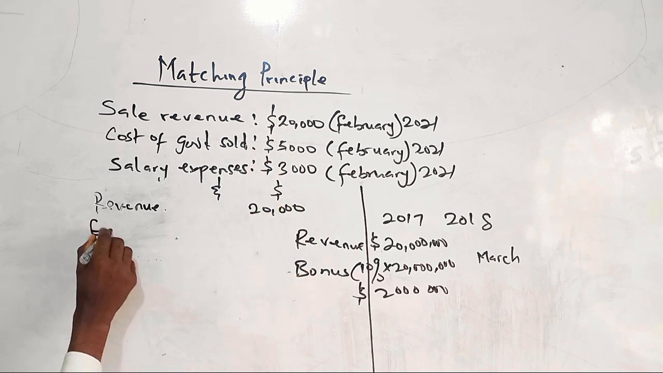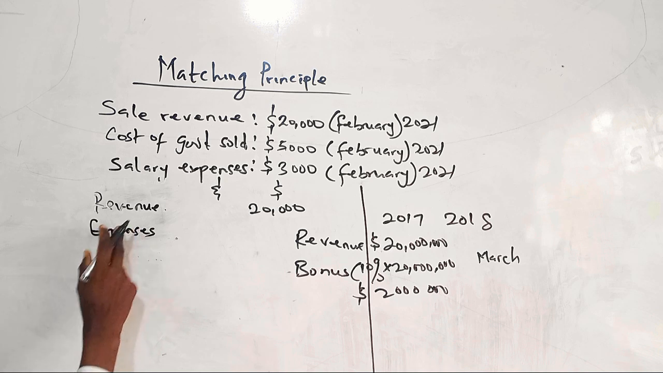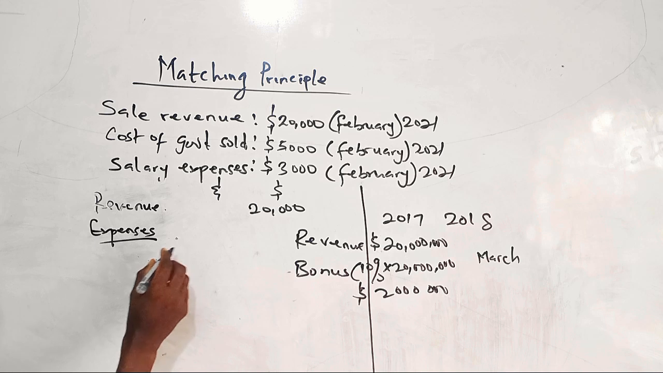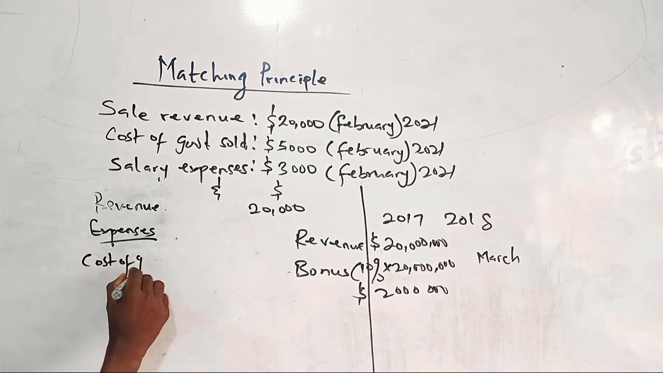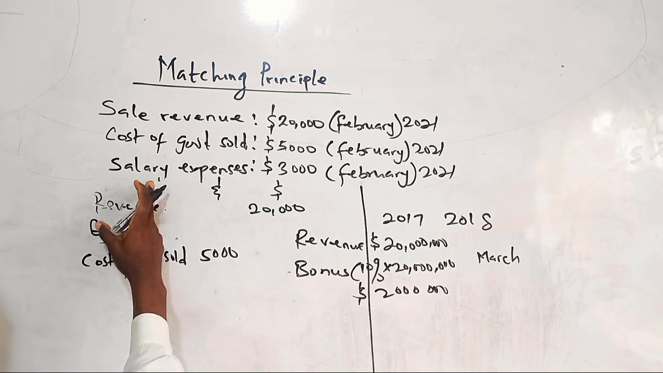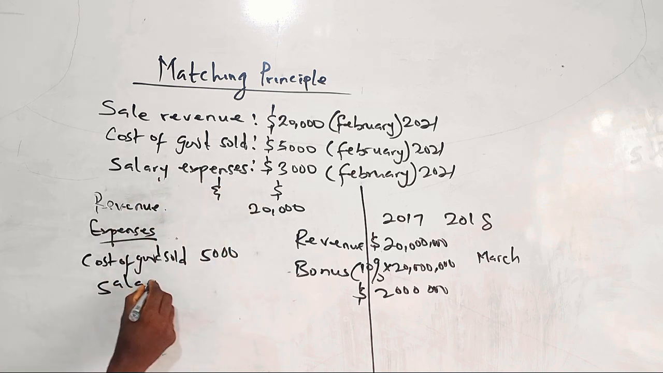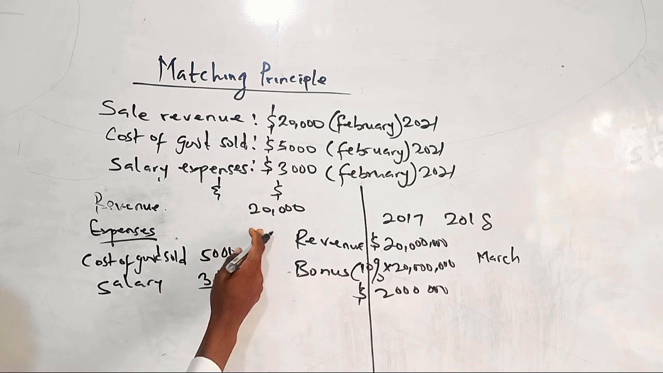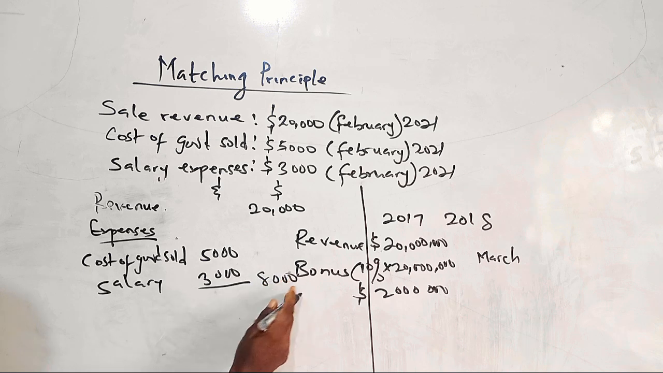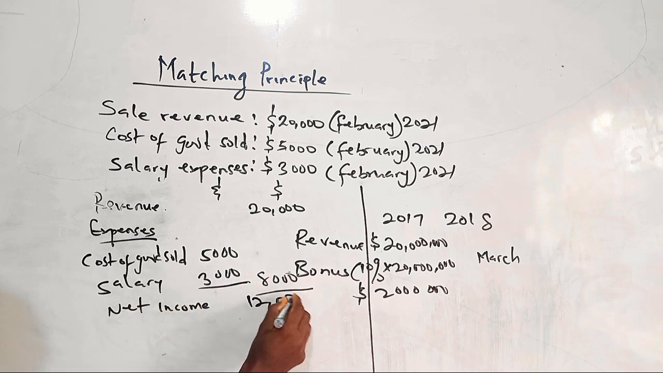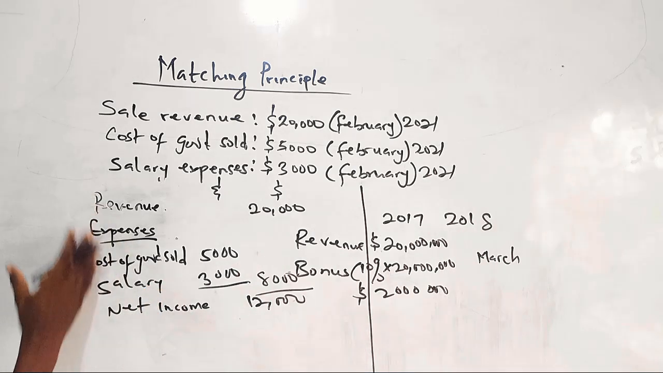Okay, so let's look at my expenses. So here I have my expenses. The first item is cost of goods sold, which is an expense. Let us say cost of goods sold is $5,000, and the salary expense to be $3,000. So when I add this together, I have $8,000. Okay, so when I subtract this from revenue, I have my net income. So that should be $12,000.